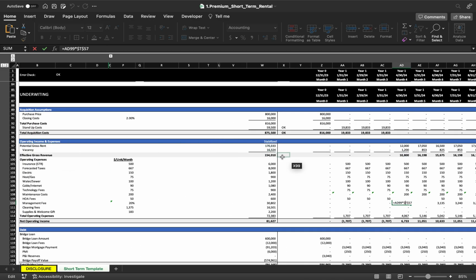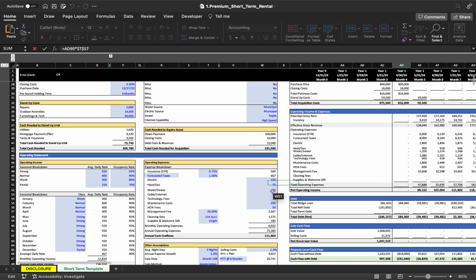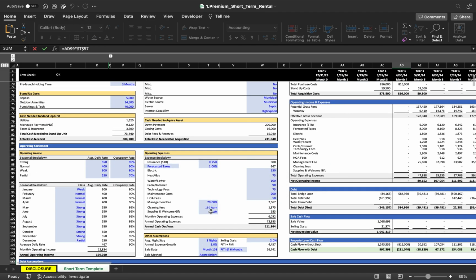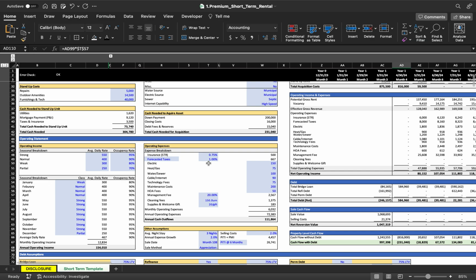So it's the potential gross rent, which is the total possible rent you could get for that month, minus the vacancy, which gives you the effective gross revenue. And that management fee is calculated based off the percent that you input in the assumption here. So here we have 20%, and then whatever that effective gross revenue number is.